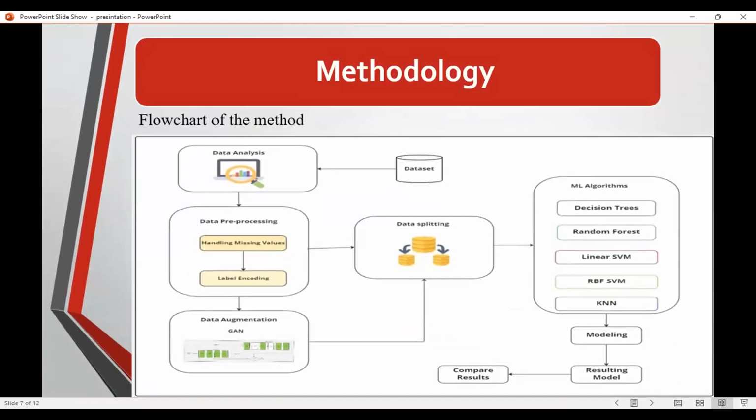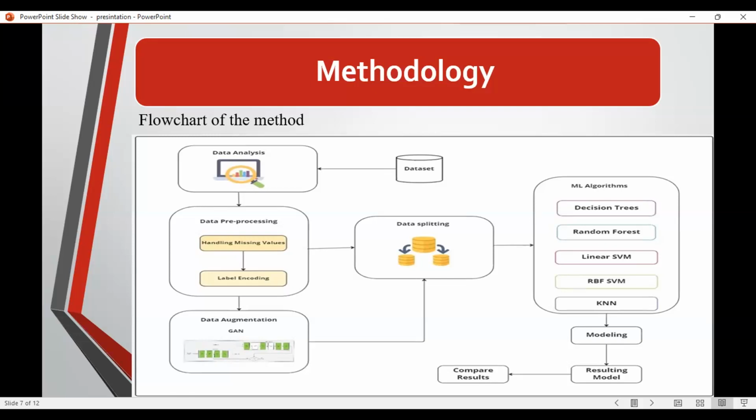This is the flowchart of our method. Firstly, we work on a student performance dataset. It's a labeled dataset, and we divided it into 3 classes according to the final score, which ranges from 0 to 20. The first class, poor class, from 0 to 9, the second class, fair class, from 10 to 14, and the third class, good, from 15 to 20.